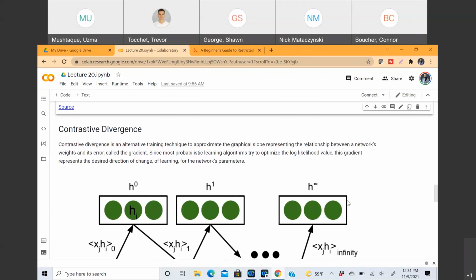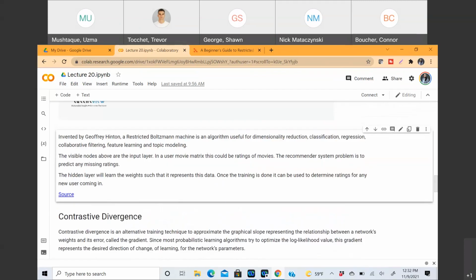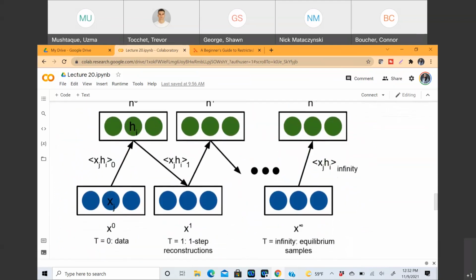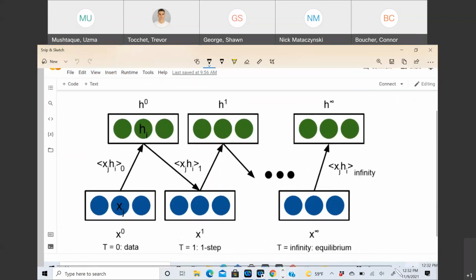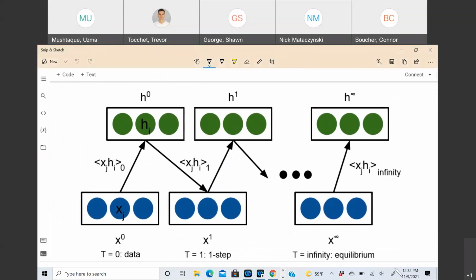So what exactly is this contrastive divergence? It's an alternating technique to approximate the values in my network. Let me give you a high-level idea of what goes on in contrastive divergence. If you're looking at this picture, this is what we are doing in every single pass in my network as I'm giving it more and more data. I have this input layer, or my visible nodes, right? The blue ones are the visible nodes and the green ones are the hidden nodes, right?